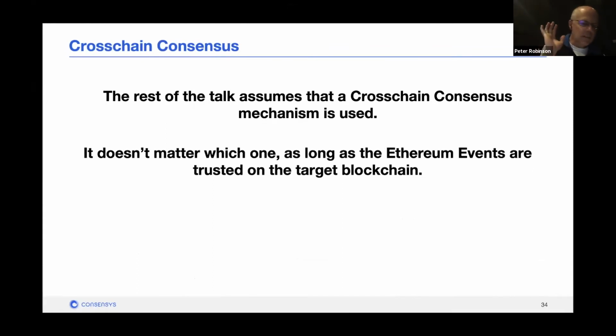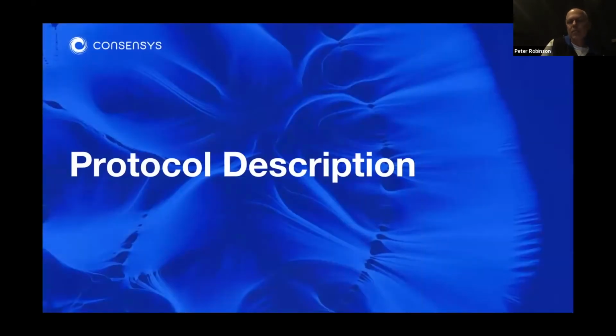So the rest of the talk assumes that you're going to use a consensus mechanism, and it doesn't prescribe which one you use. So let's go through, assuming that you have consensus, the actual protocol itself.